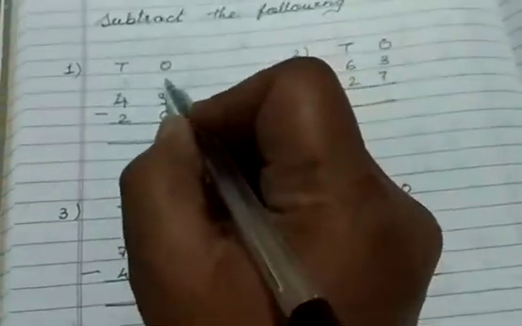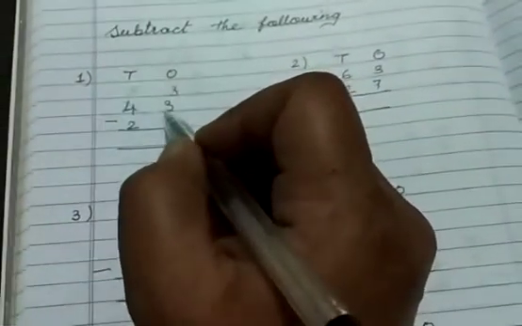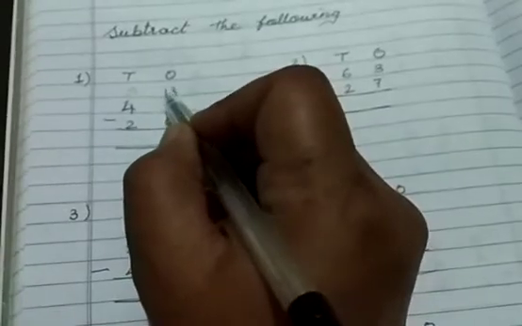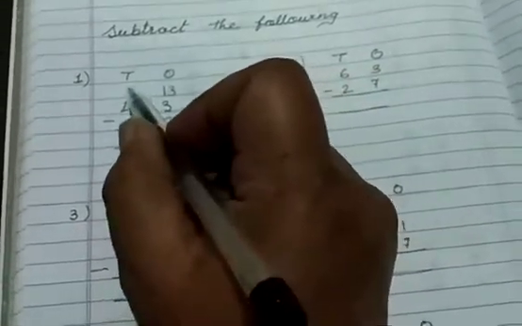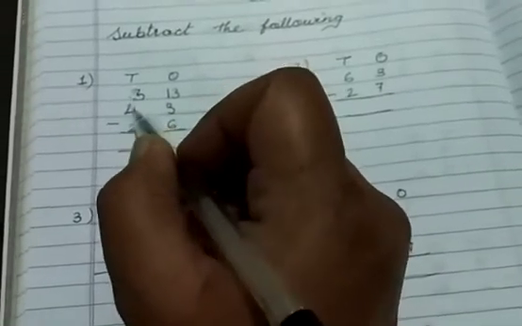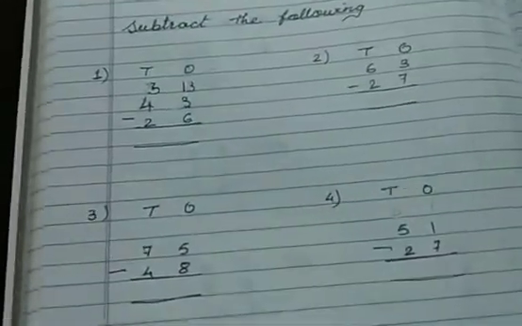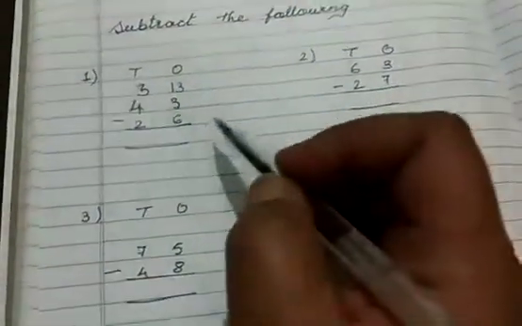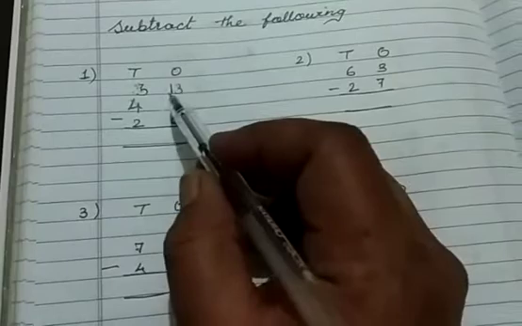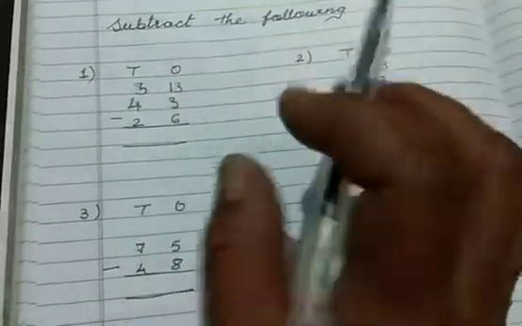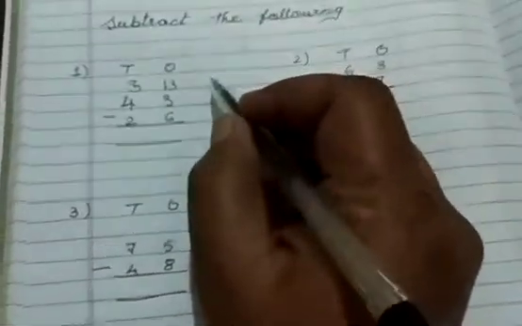See here, I am writing: 3 is there already and we have taken 1 from 4, so it will now become 13. And here it will be 3, because 4 minus 1 is 3. Now we have to subtract 6 from 13. It is possible to subtract 6 from 13 because 13 is greater than 6. So we are going to subtract 13 minus 6.